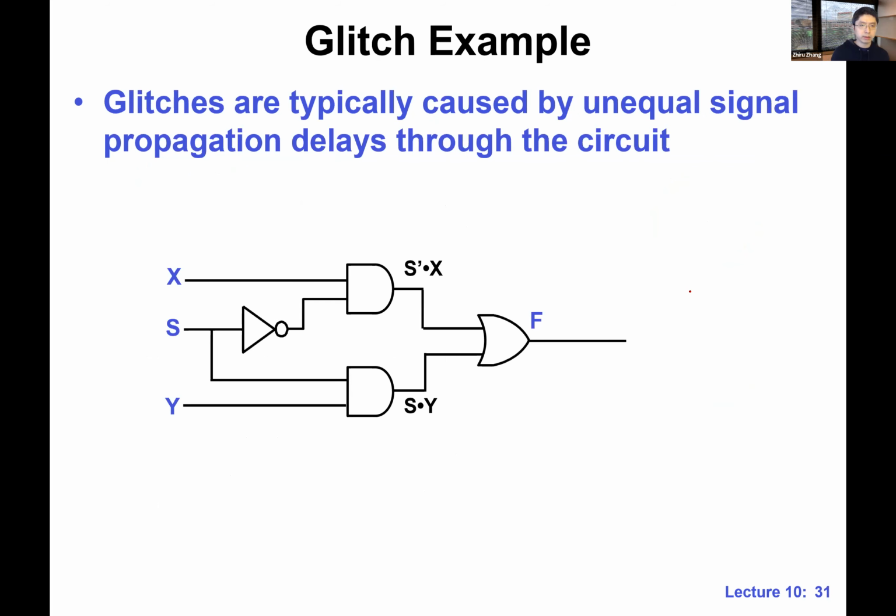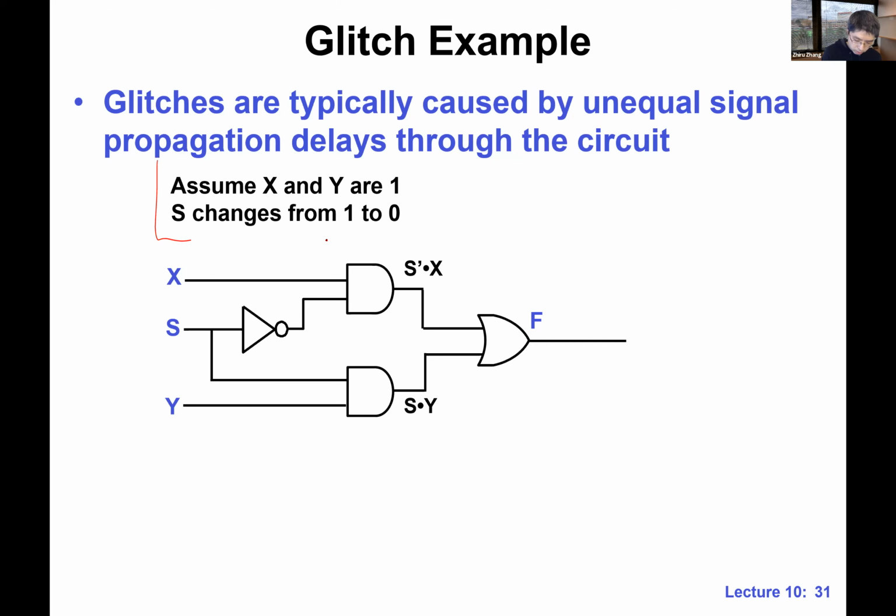So let's look at a concrete example. Again, let's look at this 2-to-1 mux. First, let's make sure we all agree. This is a 2-to-1 mux. X and Y are the two inputs. We are selecting one of them using S. So here's my assumption. Assume that X and Y stay at 1. And S changes from 1 to 0.